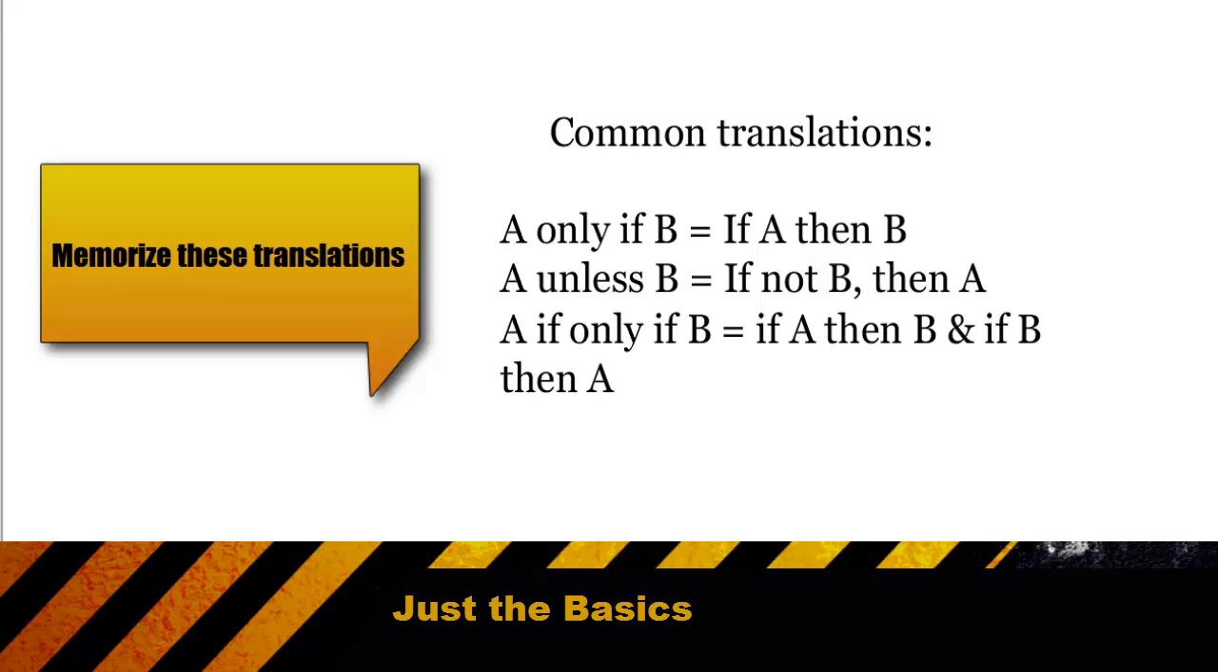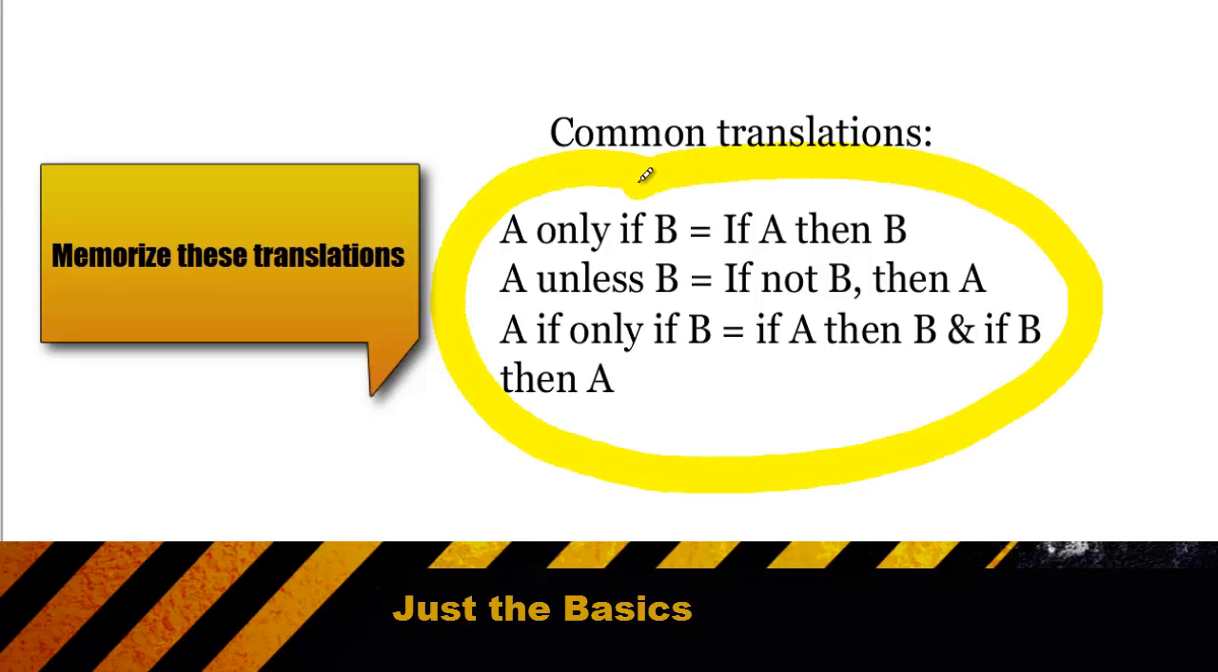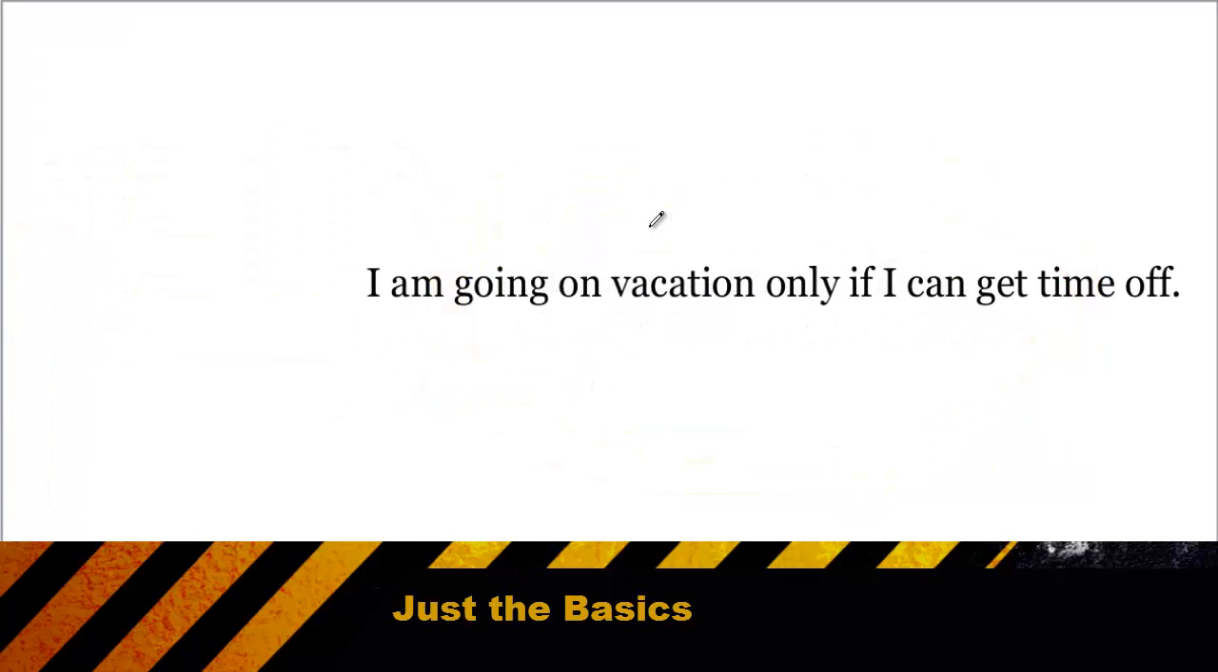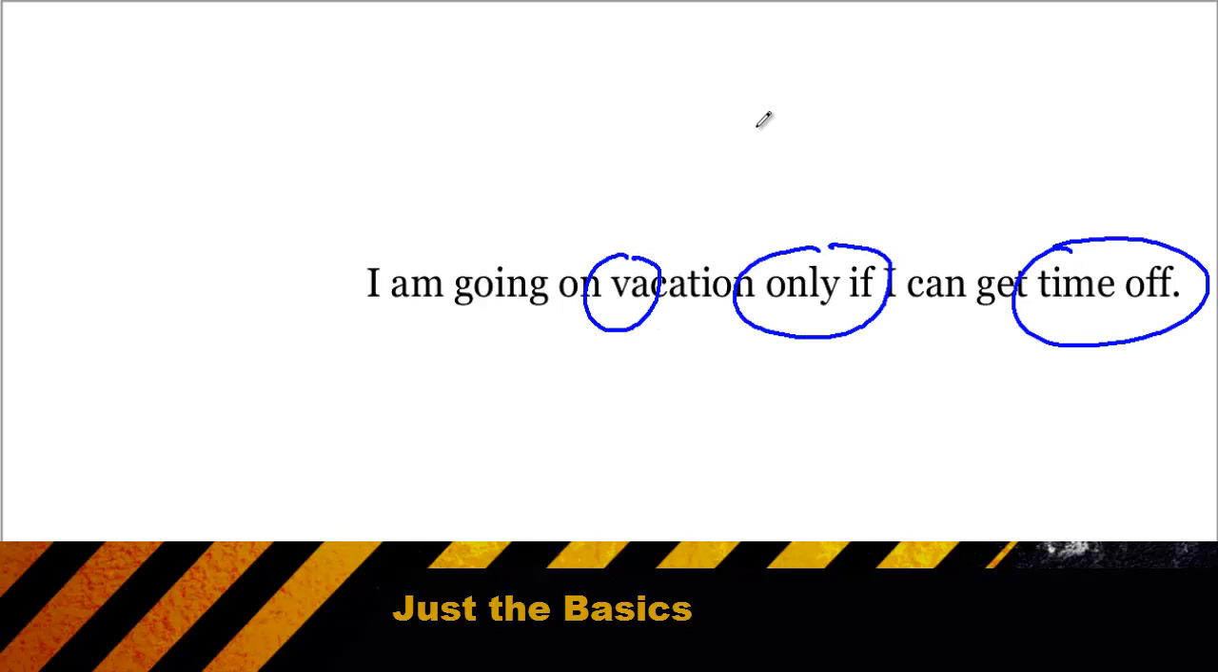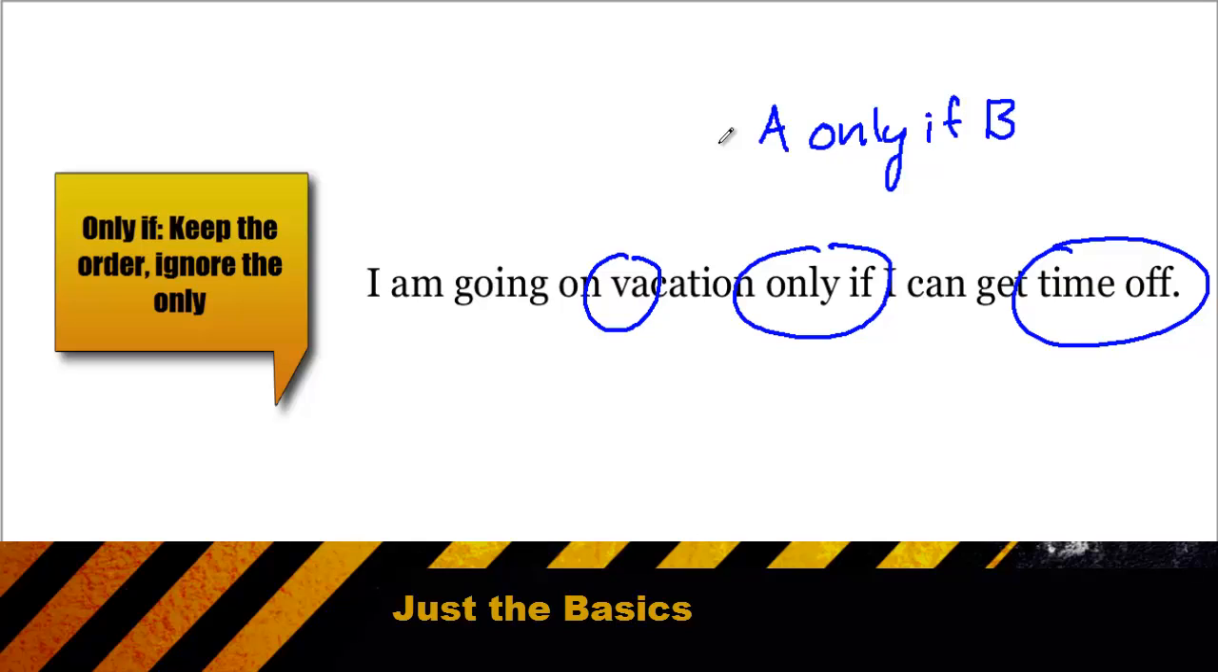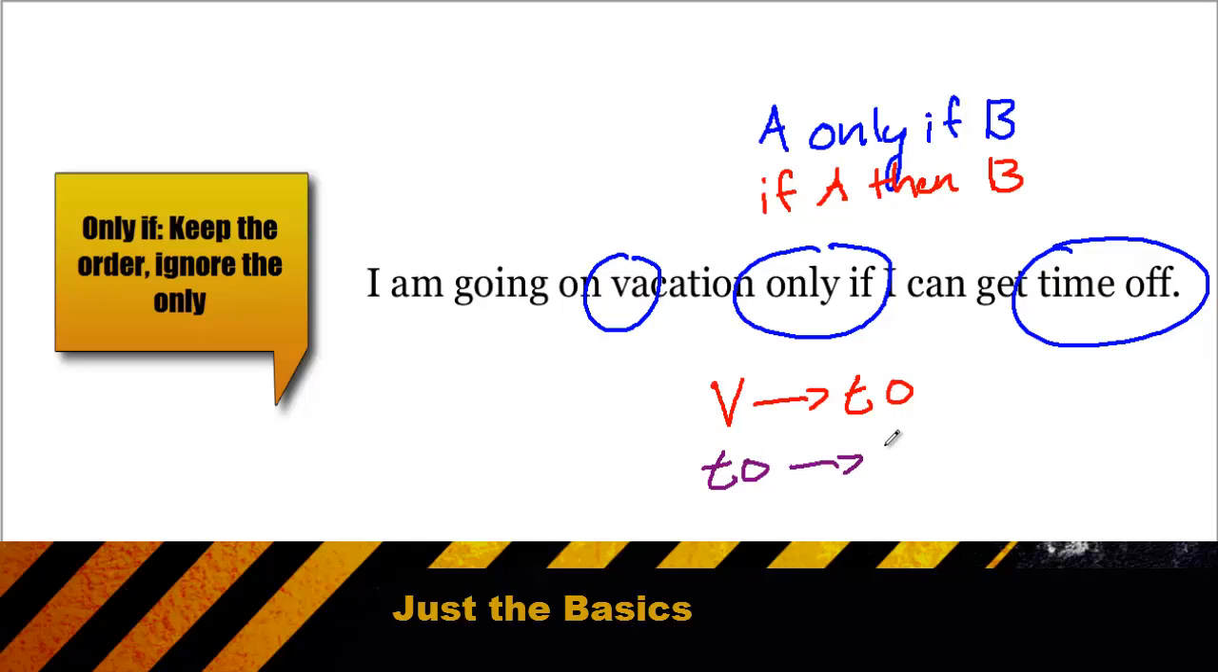Usually, sentences and arguments aren't written in that simple standard form, so we have to translate the argument into standard form. These are a couple of common translations that are helpful to memorize, but they're best understood when we see them employed in actual arguments. In this argument we say, I'm going on vacation only if I get time off. And if you've memorized that A only if B is the same thing as if A, then B, we could understand this as, if I go on vacation, then you know I got time off, which is actually very different than, if I get time off, I'm going on vacation.